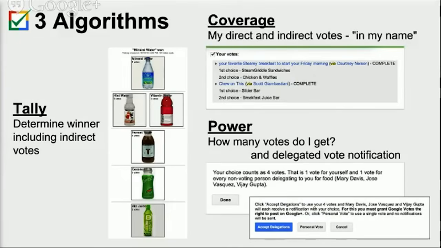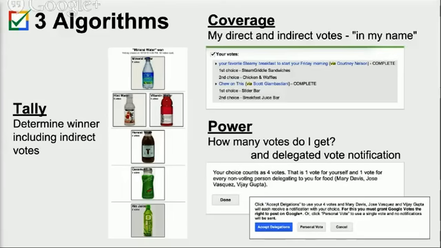Coverage is kind of your profile page. It's what has been done in my name, so it includes all your direct votes and your indirect votes. Then power is a per-issue thing, which is how much voting power I would have if I voted on this issue. It's kind of the oddball one.